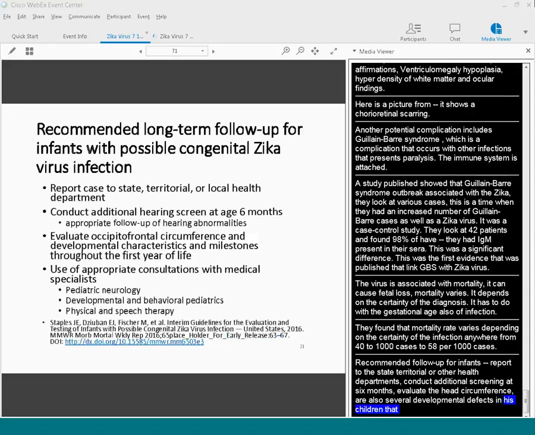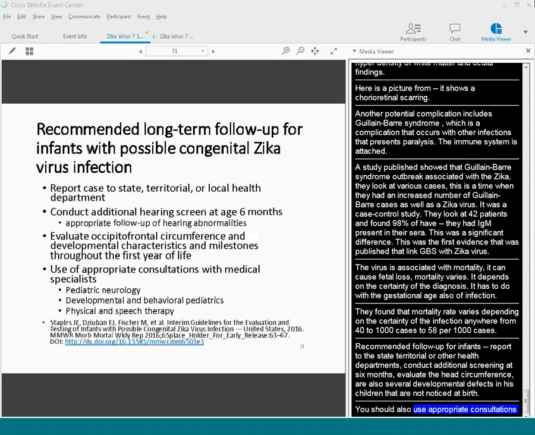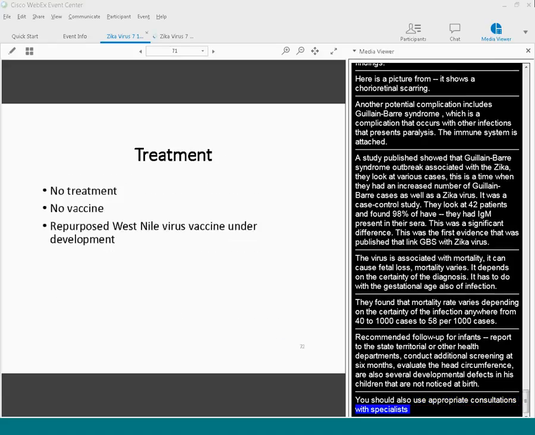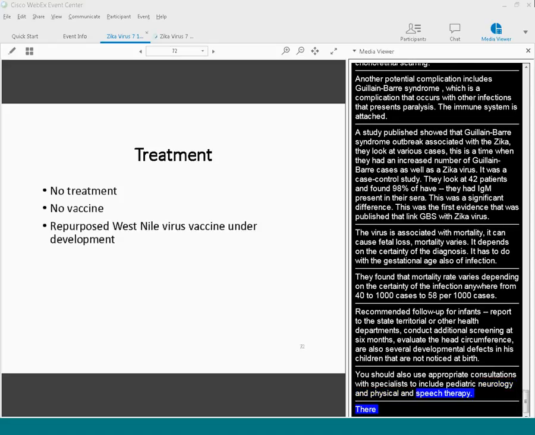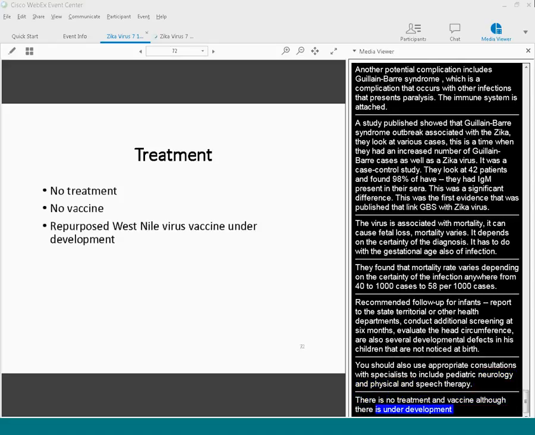You should also use appropriate consultations with medical specialists to include pediatric neurology, developmental and behavioral pediatrics, and physical and speech therapy. At this point, there is no treatment, there's no vaccine, although there is under development a repurposed West Nile virus vaccine that will probably not be available for at least 1.5 to 2 years.